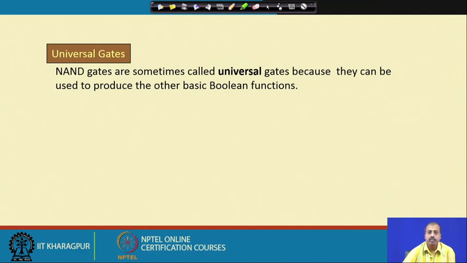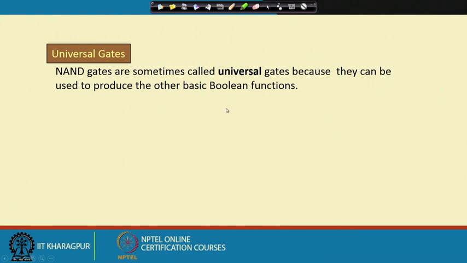Basic Boolean functions are, if you look into the sum of products or product of sums expressions, AND, OR and invert. So, if I have a gate by which we can generate these three basic functions AND, OR and invert, that gate can be used to realize any other function. That is why we call AND, OR, NOT the basic gates and the basic Boolean functions. This NAND gate can be used for realizing these basic Boolean functions.